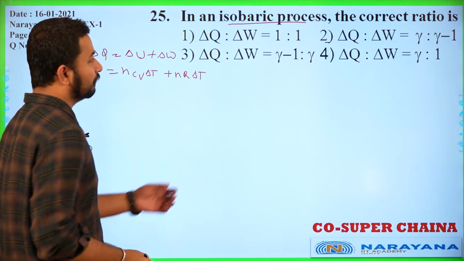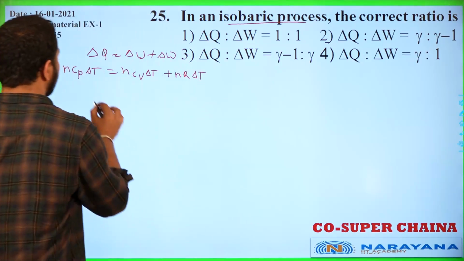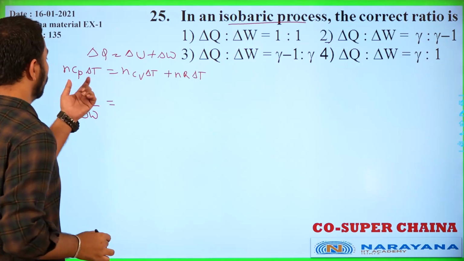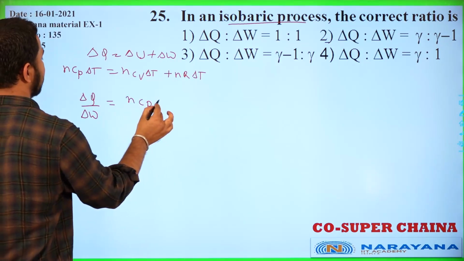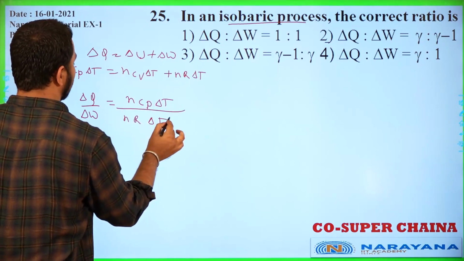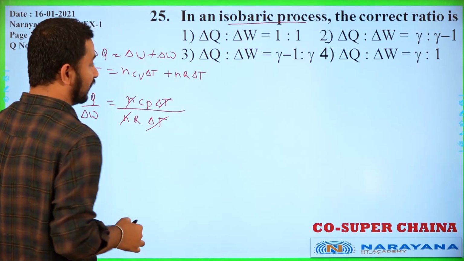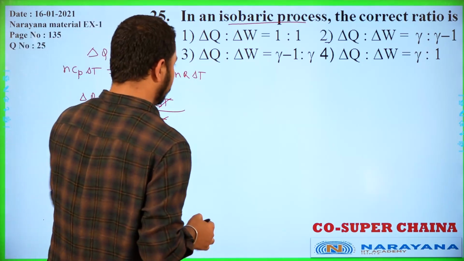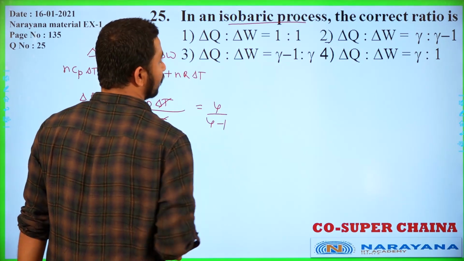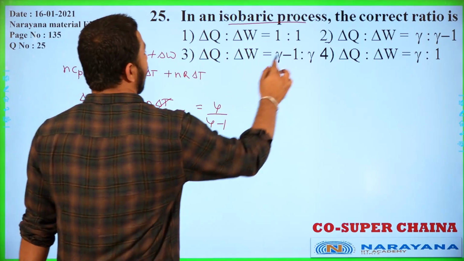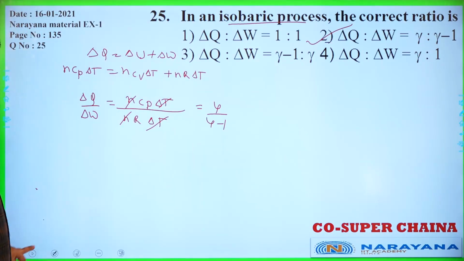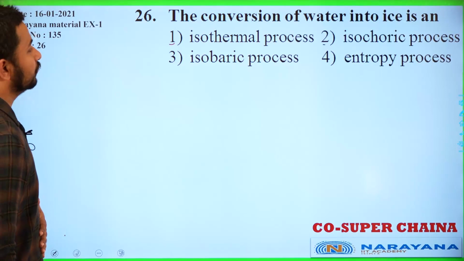Now this time we have to find the ratio between delta Q and delta W. If you substitute the delta Q and delta W values, we can write n Cp delta T by nR delta T. So these terms can be cancelled out here. If we plug in the values, we will get gamma by gamma minus 1. That will be the required answer for this question. Okay, so this is how you have to proceed. Let's move to the next question here.